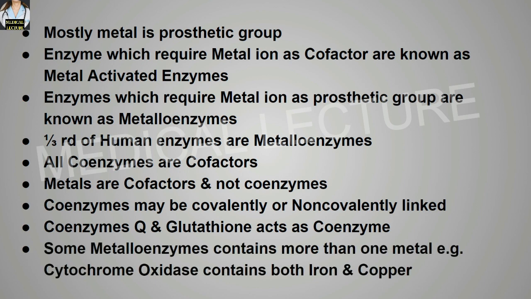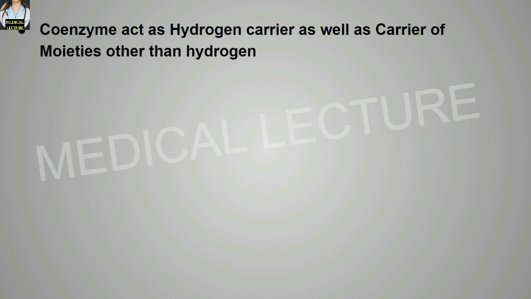Some metalloenzymes contain more than one metal. For example, cytochrome oxidase contains both iron and copper. Coenzymes act as hydrogen carriers as well as carriers of moieties other than hydrogen.